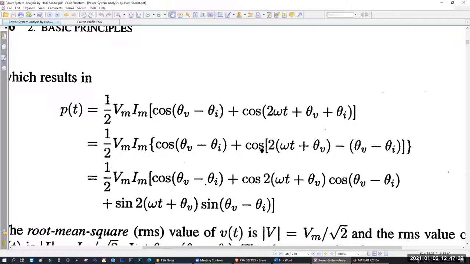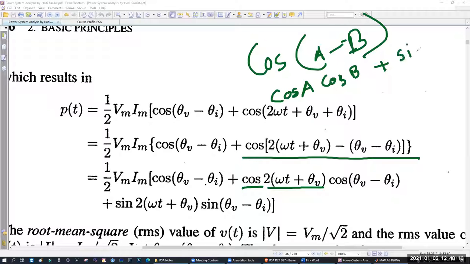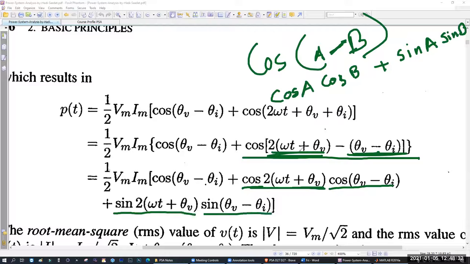Then what do you have? You have a formula as well. Cos(A minus B). This one will give you a formula. What is that? Cos(A plus B) plus cos(A minus B). This is cos(A minus B), right? Yes, sir. So what are you getting? You are getting like this, cos A cos B plus sine A sine B, right? This is the formula. Cos(A minus B) is equal to what? Cos A cos B plus sine A sine B. This is the formula of trigonometry.